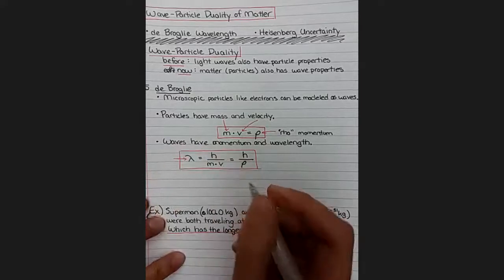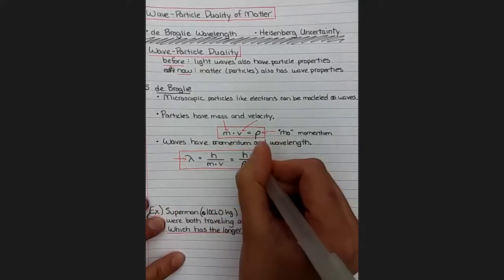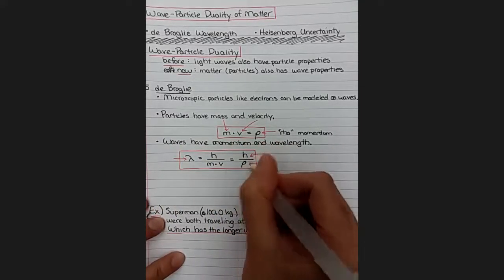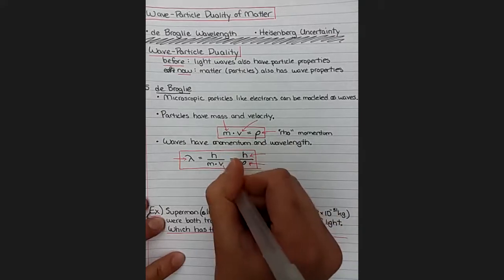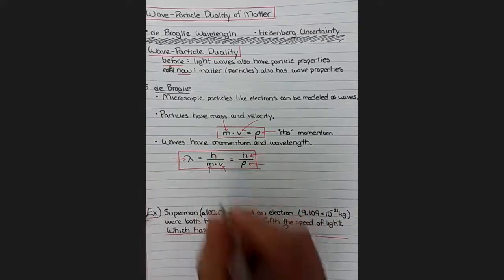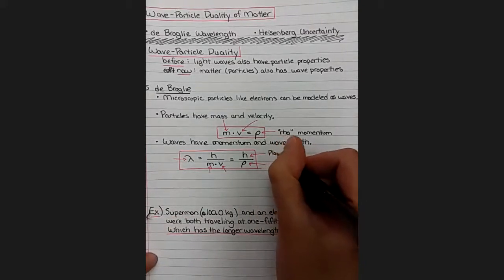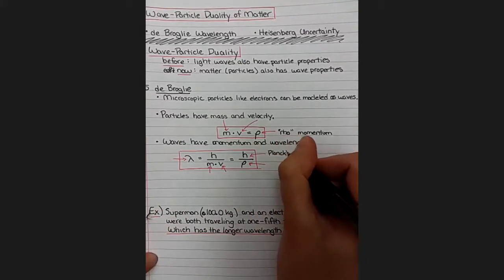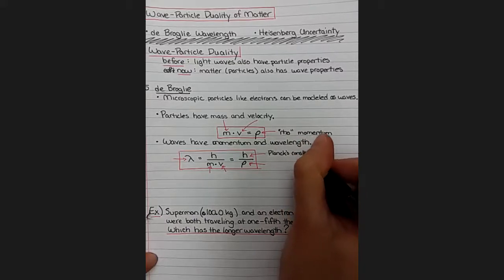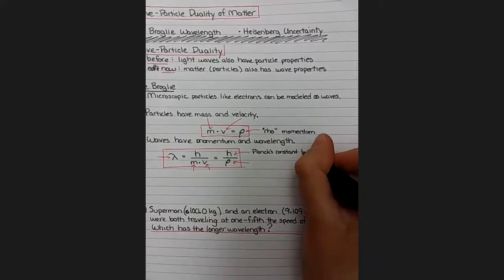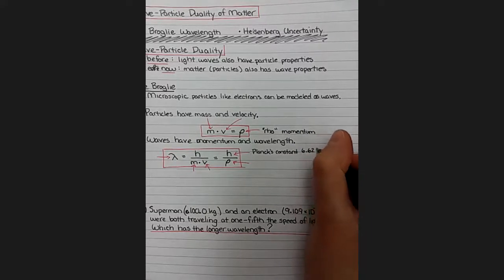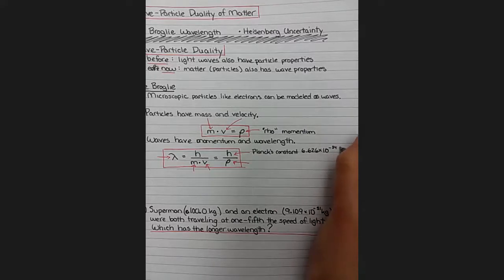So we've got lots of variables here. All right, so we have h, we've seen that before. That's Planck's constant. And remember that was 6.626 times 10 to the negative 34th joules times seconds.